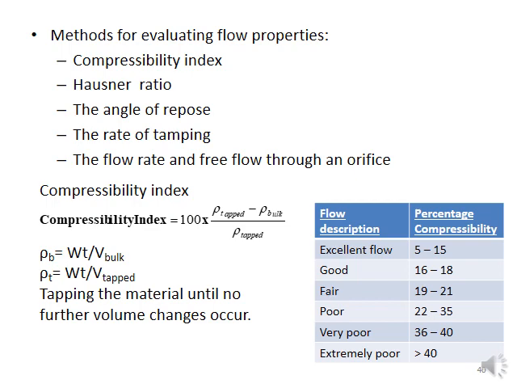Compressibility index equals the difference between the tapped density and bulk density, divided by the tapped density, and multiplied by 100. When the powder has high bulk density, then the difference between the tapped and the bulk density will be extremely small and the flow will be excellent.